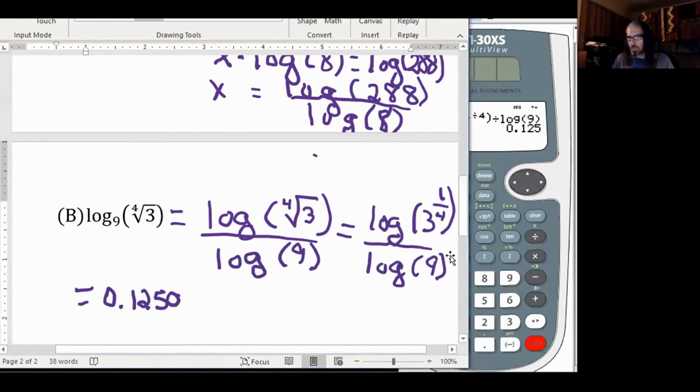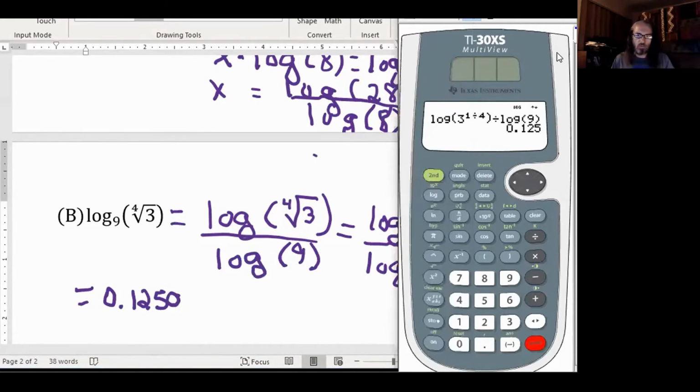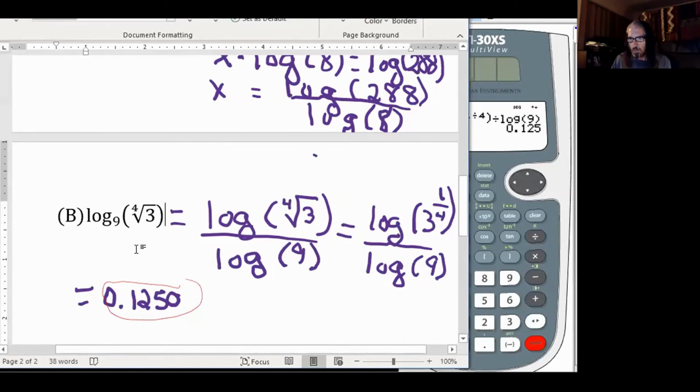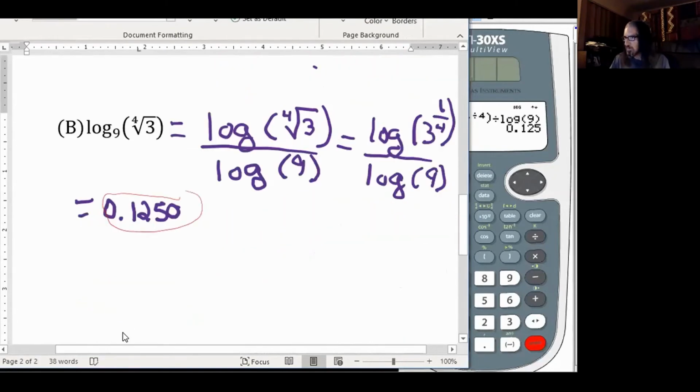Well, that looks suspicious, the fact that it terminated. Whenever you get a decimal that either terminates or repeats periodically, like 0.3838, something like that, that should be a decimal that is rational, something that you could write as a fraction. So to check this, even though it was not the intent of the question, still, notice how I rewrote the 4th root of 3 as 3 to the 1/4.